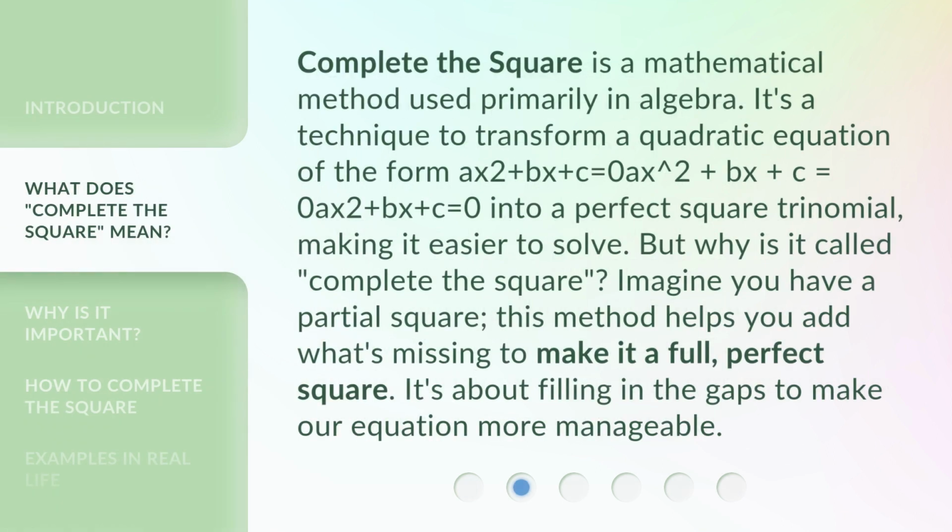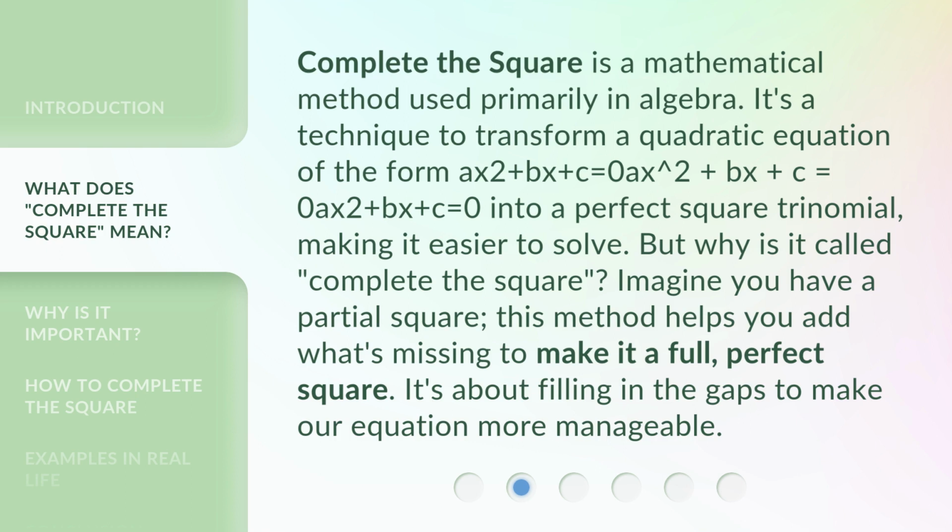Complete the square is a mathematical method used primarily in algebra. It's a technique to transform a quadratic equation of the form x squared plus bx plus c equals 0 into a perfect square trinomial, making it easier to solve. But why is it called complete the square?